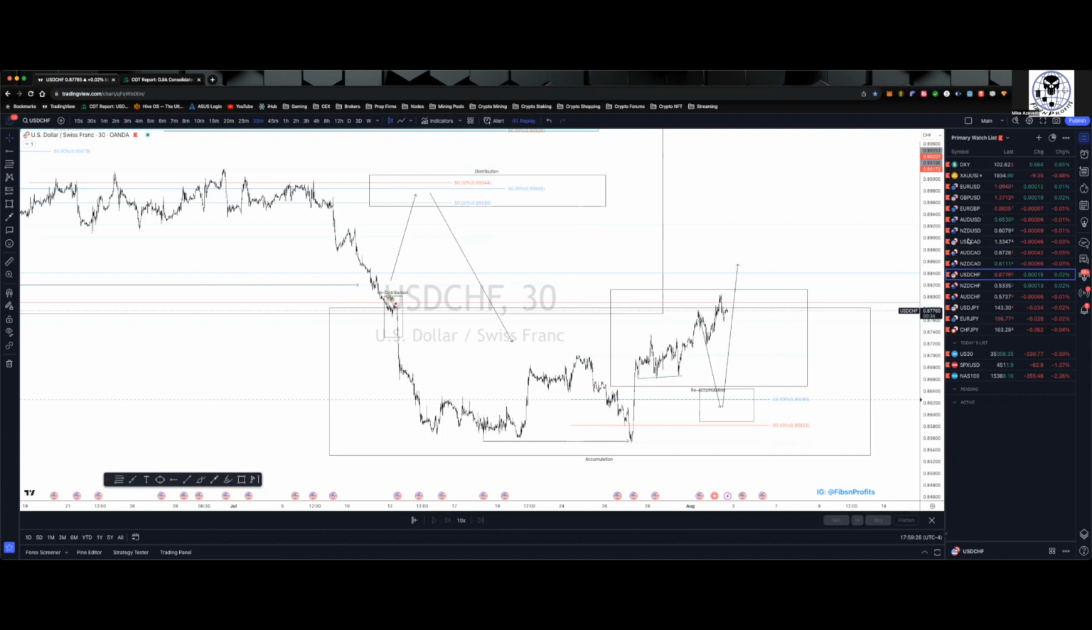So overall, it's the same bias, Kiwi and Australian dollar shorts. I'm also looking to see whether or not I can short that EU play. Yen crosses, I'm not doing anything with.